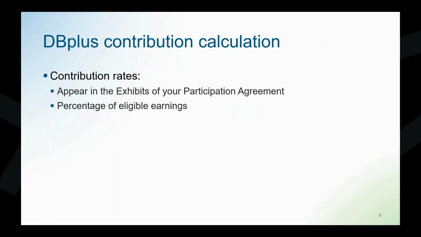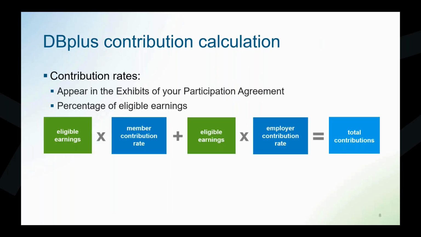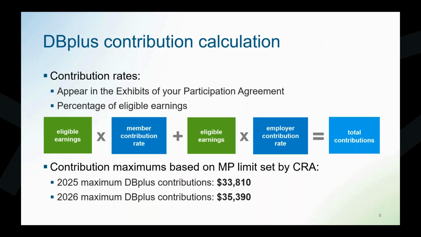The member and employer contribution rates are included in the exhibits of your participation agreement. Depending on your agreement, the member contribution rate may be the same as the employer rate, or it may be different. The contribution calculation formula for DBplus is eligible earnings multiplied by the member contribution rate plus eligible earnings multiplied by the employer contribution rate. And as I mentioned, the contribution maximum is determined annually by Canada Revenue Agency.